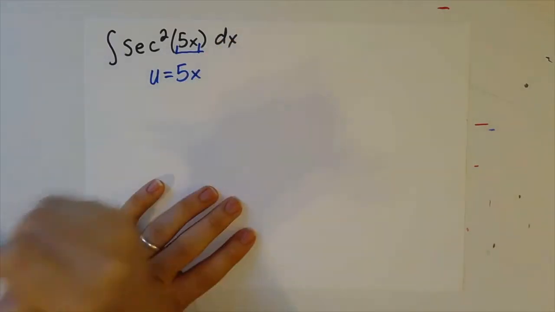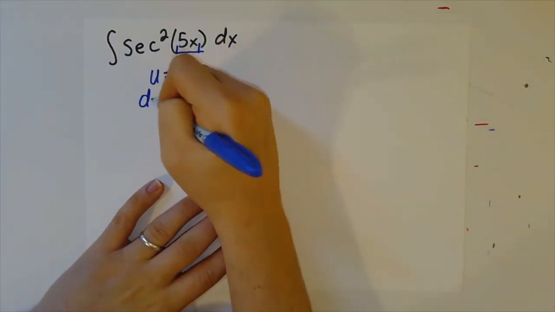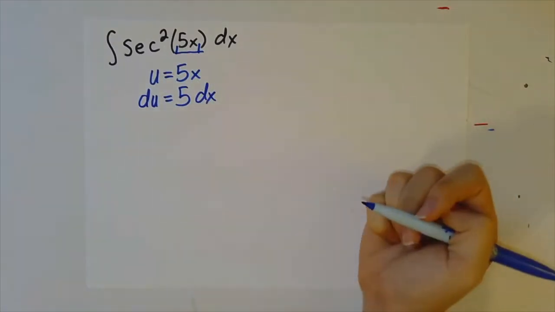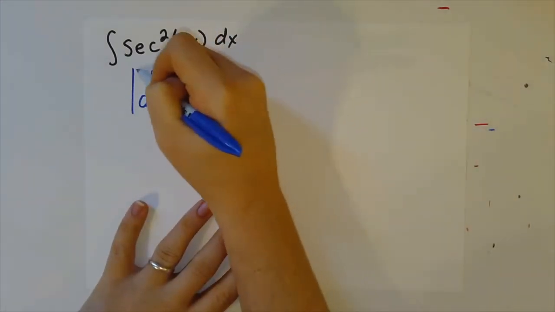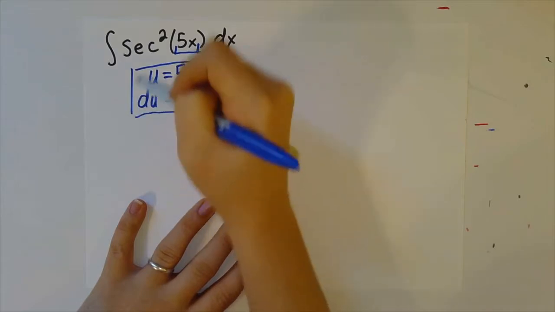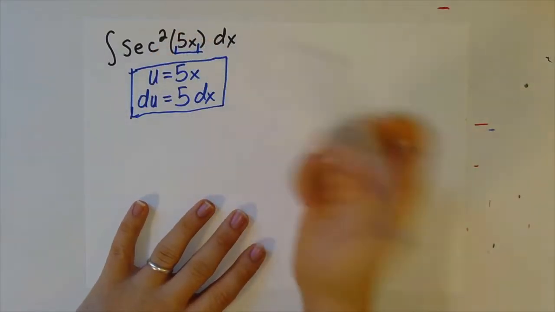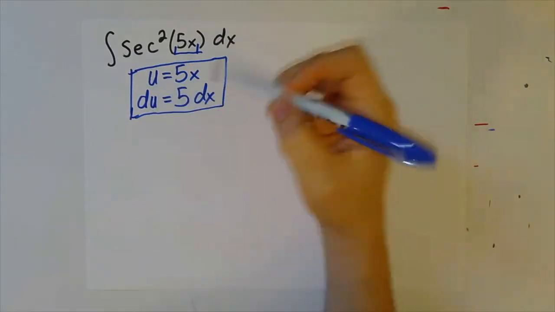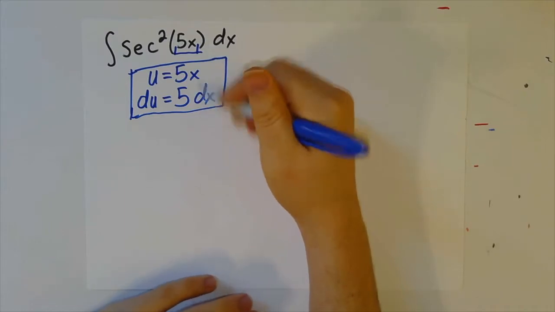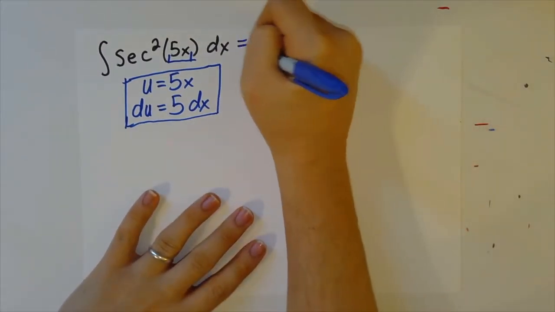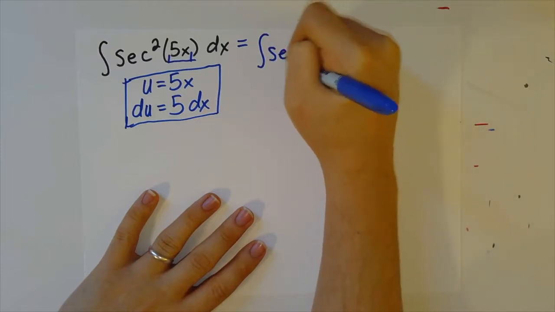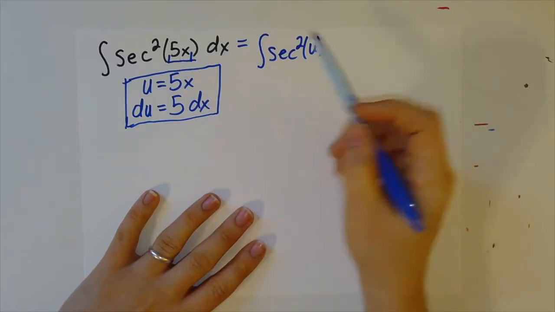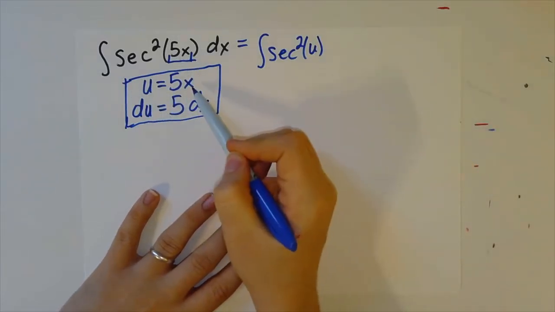Our next step was to calculate the derivative of that. So in this case, du is 5, and then we put a dx after it. And then we use these two together to translate the integral into something that only involves u and du and no longer involves the x and the dx. The first thing you see is that I can replace this 5x with a u, because this statement says that u and 5x are the same thing.